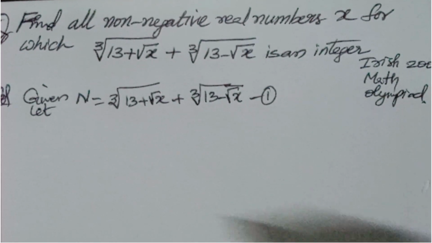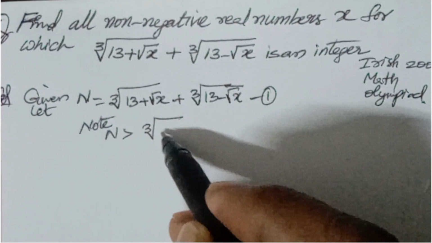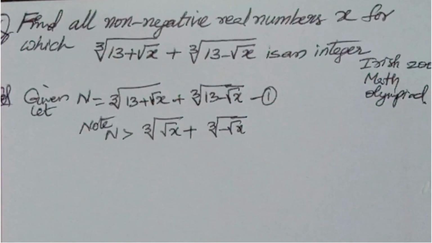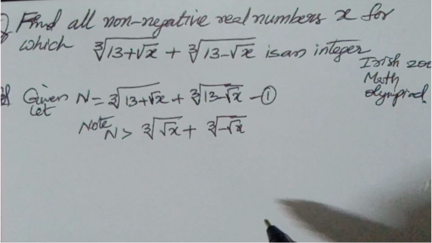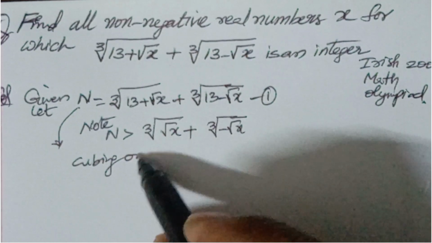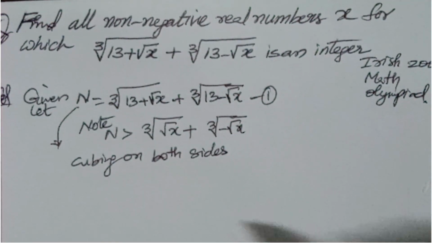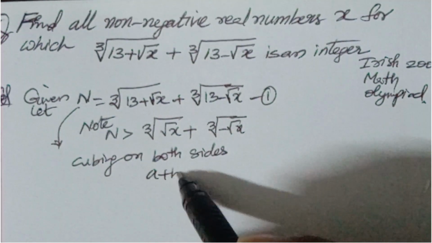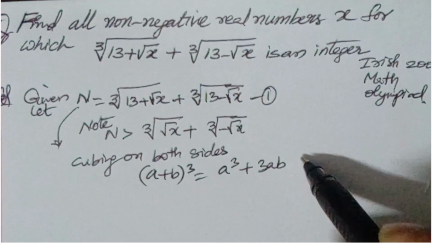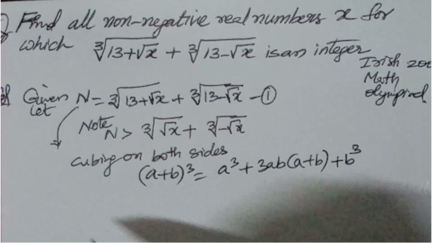So here note that n is greater than cube root of root x plus cube root of minus root x. By cubing on both sides, first I want to remove this cube. So we are using the formula: a plus b whole cube is equal to a cube plus 3ab times (a plus b) plus b cube. This is the only logic we are having.